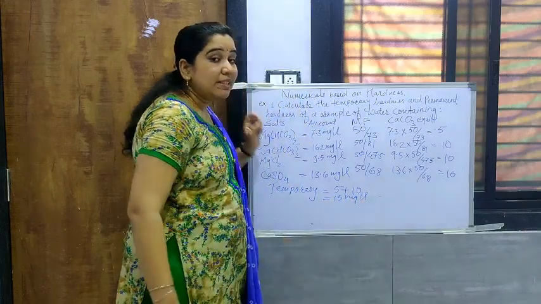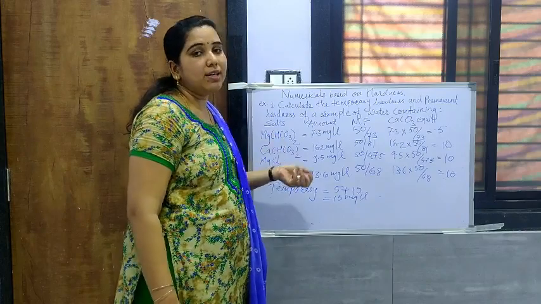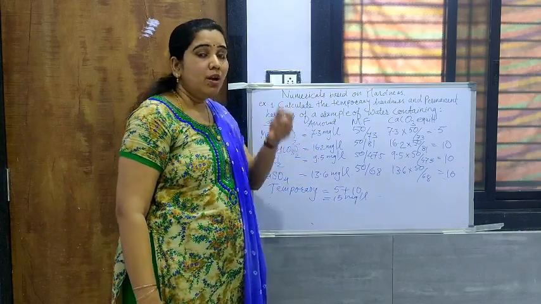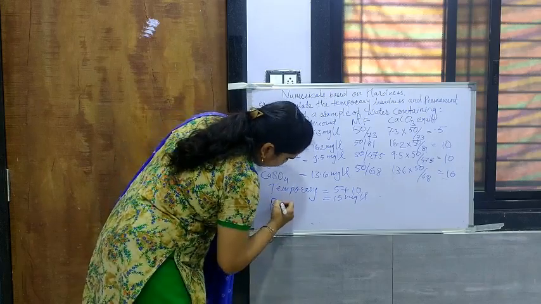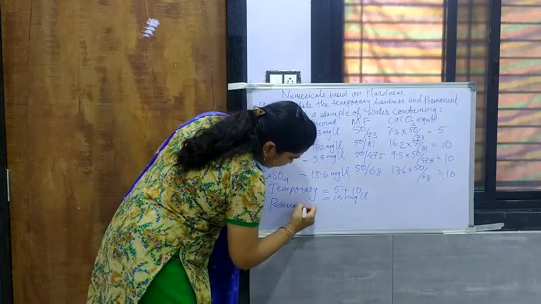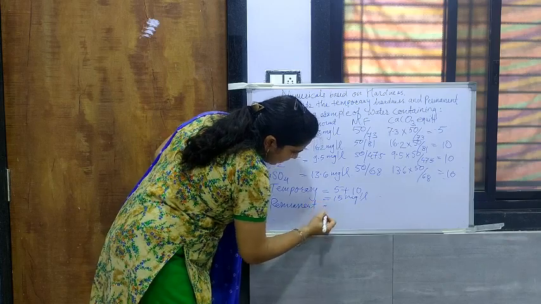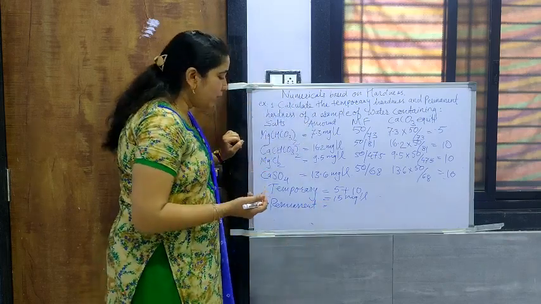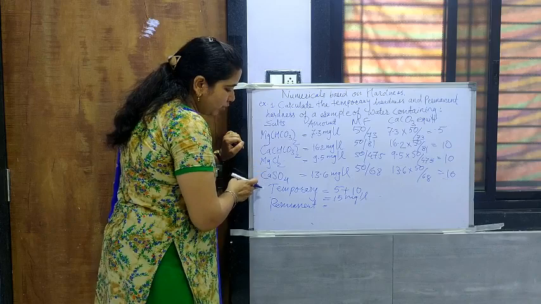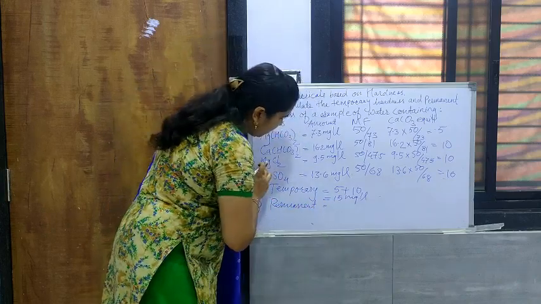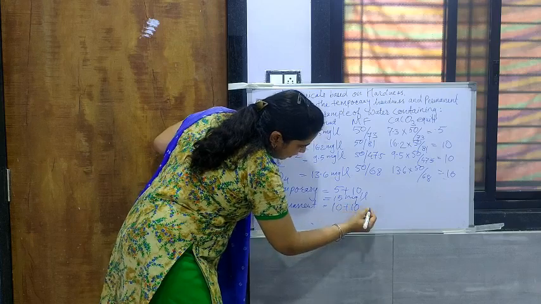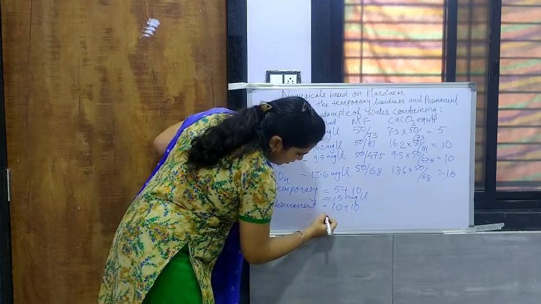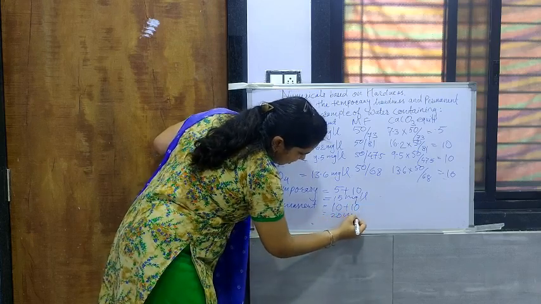So it is very easy, but we should understand that first, calculating the multiplication factor is important. Then permanent hardness. The salts other than bicarbonates or carbonates are responsible for permanent hardness. So here MgCl2 and CaSO4 are there for permanent hardness, and both have the value 10. So 10 plus 10 is 20 milligrams per liter.